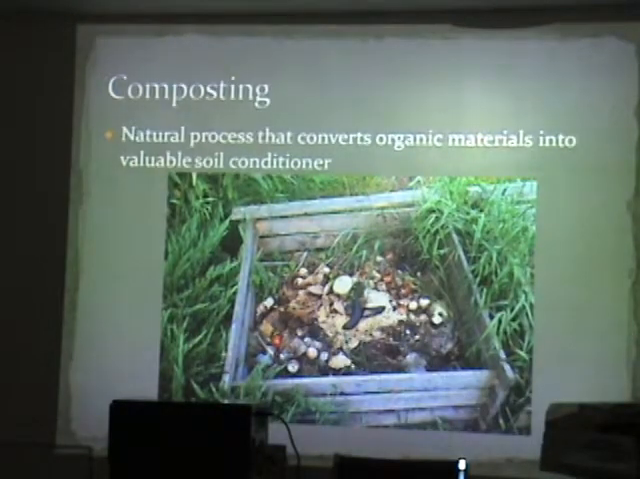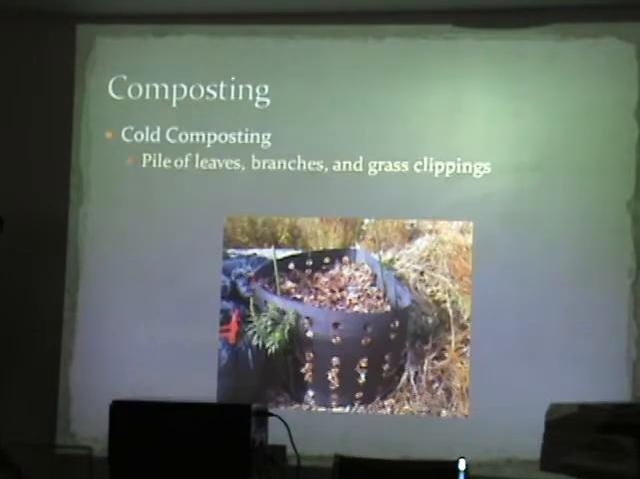Okay, so a little bit on to composting. It's a natural process that converts organic material into valuable soil conditioner. There are two main types of composting: cold composting and hot composting. This is cold composting here. It's essentially just a pile of leaves, branches, and grass clippings, and eventually that'll break down. It takes a long time, but eventually you can add that to your soil and it'll help break up the clay soil and improve it that way.